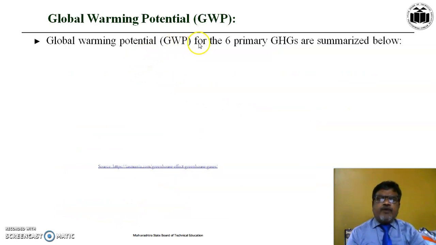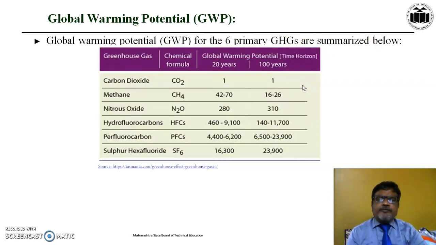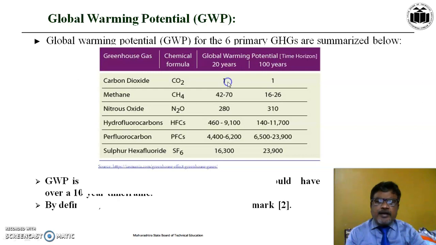The global warming potential for the 6 primary greenhouse gases is summarized below. These are carbon dioxide, methane, nitrous oxide, hydrofluorocarbon, perfluorocarbon, and sulfur hexafluoride. The global warming potential for 20 years: carbon dioxide is 1, methane is 42 to 70, nitrous oxide 280 times that of carbon dioxide, hydrofluorocarbon 460 to 9100 times, perfluorocarbon 4400 to 6200 times, and sulfur hexafluoride 16,300 times that of carbon dioxide.